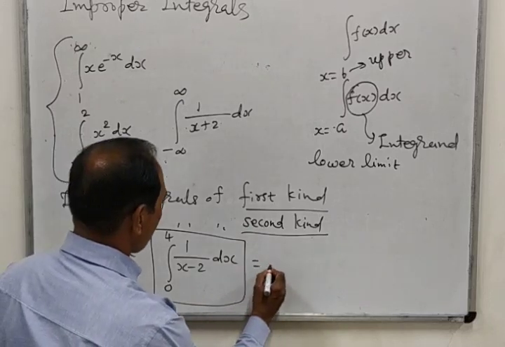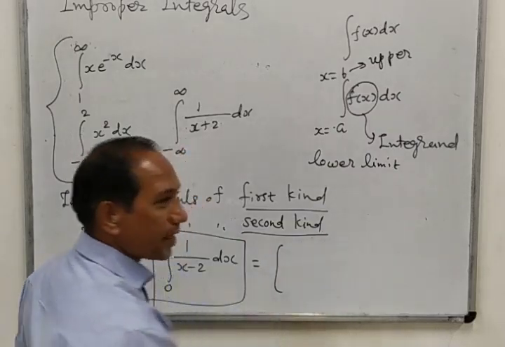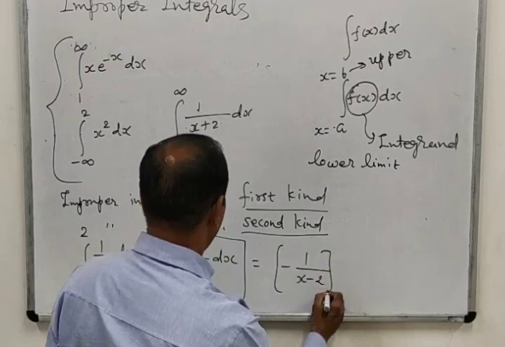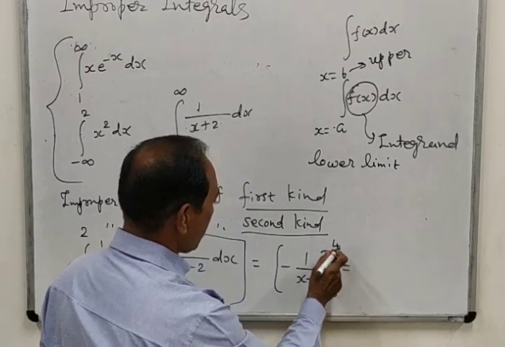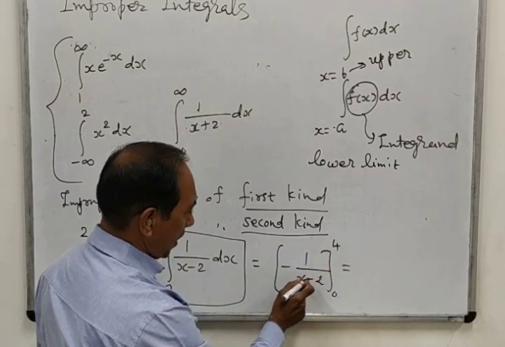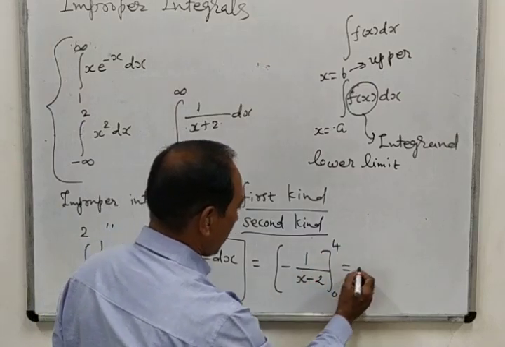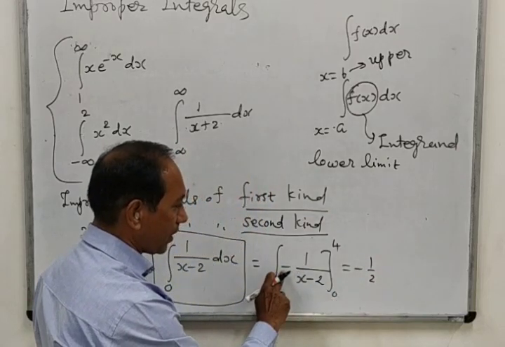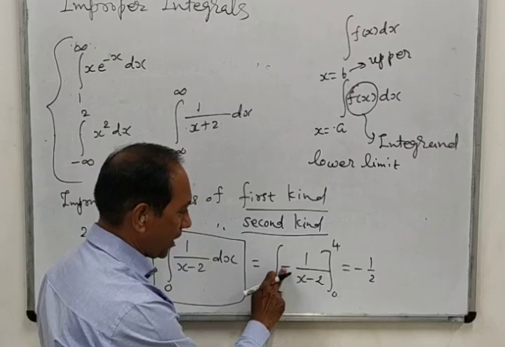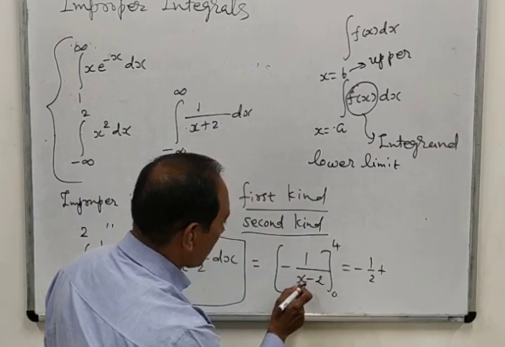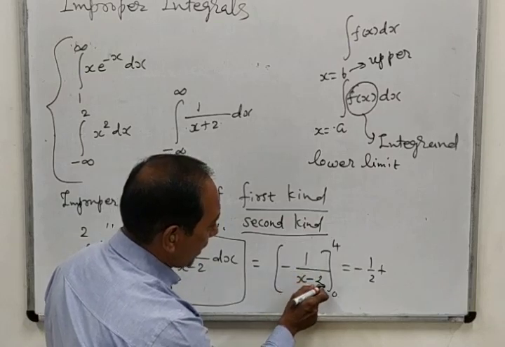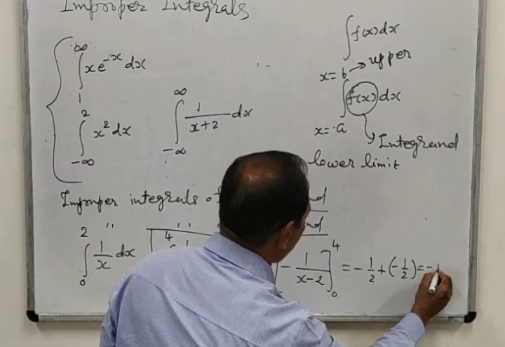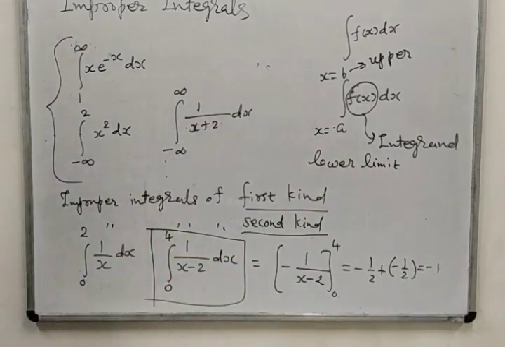Suppose we solve this example. You know that the integration of 1 upon x squared is minus 1 upon x. So its integration is minus 1 upon x minus 2, from 0 to 4. If we put x equal to 4, then 4 minus 2 is 2, so minus 1 half. Then if we put the lower limit 0, one more minus sign will come, and here again a minus sign is there, so minus minus becomes plus. If we put x equal to 0, then 1 upon 0 minus 2, that means 1 upon minus 2, that is minus 1 half. So the answer is minus 1.